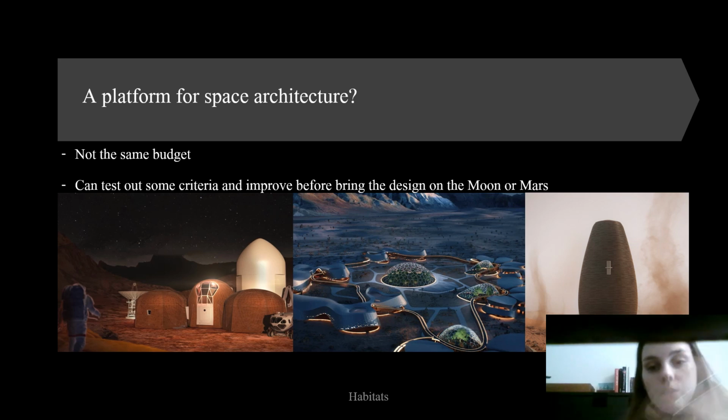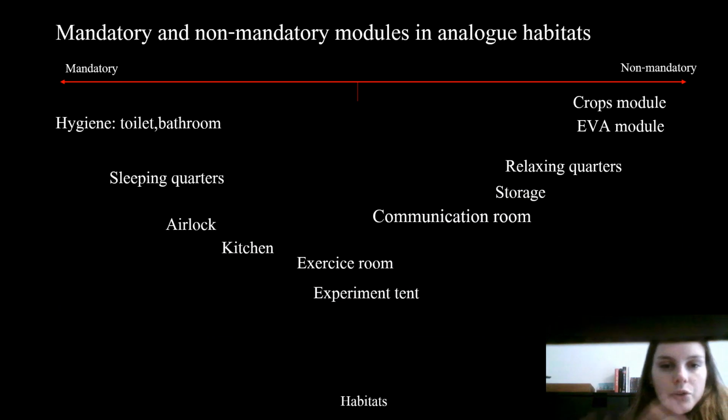Is it something that we could then implement in space? And we can test that on Earth. So there are mandatory and non-mandatory modules in analog habitats. We did mention before that obviously some of those missions needed an EVA module and others didn't. So these are already some of the things that are non-mandatory. It depends on the location, depends on the mission focus.